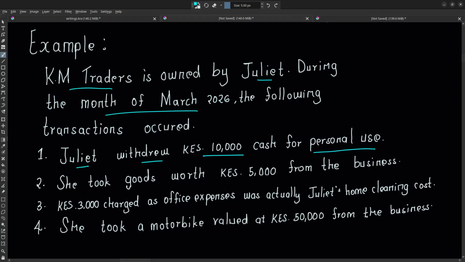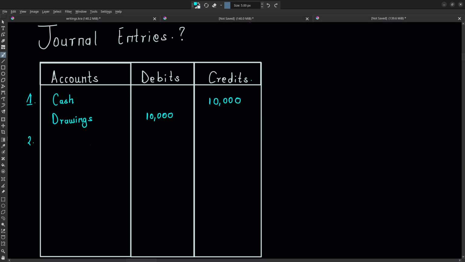Now let us look at the second transaction. She took goods worth Kenyan shillings 5,000 from the business. So this is the inventory of the business, or rather purchases. So we need to recognize a decrease in the purchases account. To decrease a purchases account, which is an inventory account and so an asset account, you credit that account. Okay, and to recognize an increase to the drawings account, you debit the drawings account.